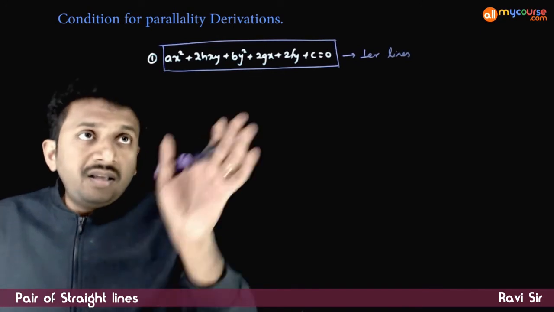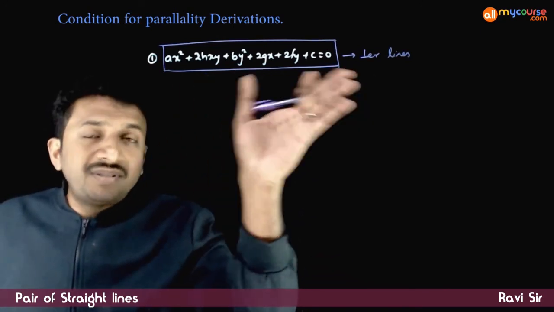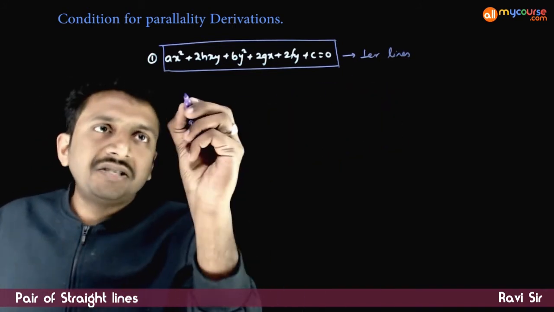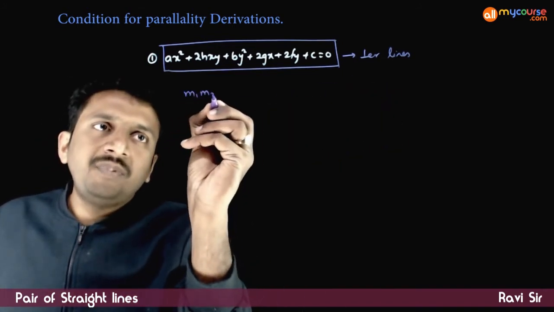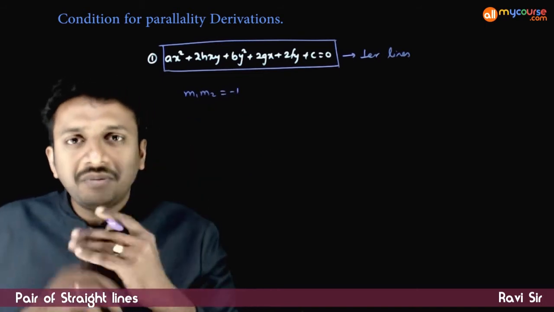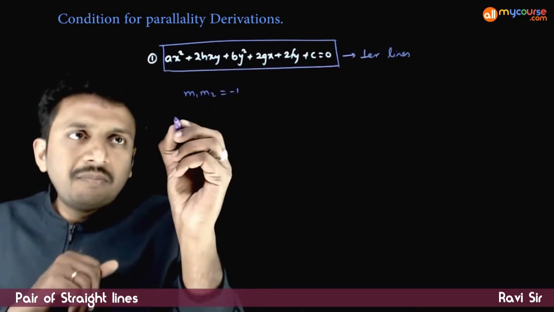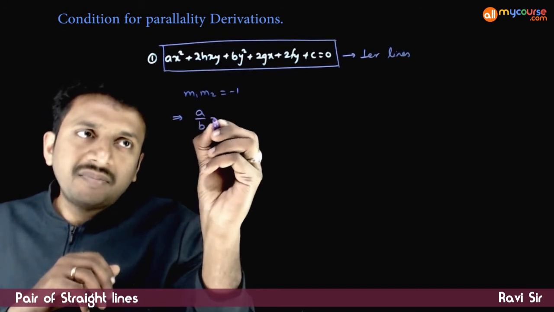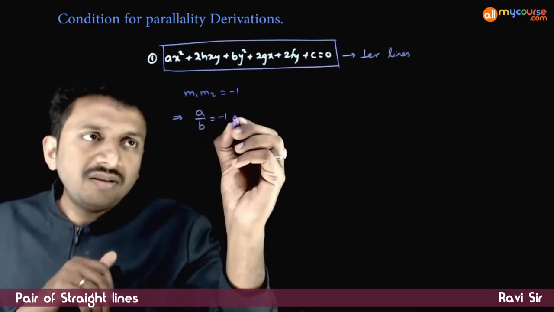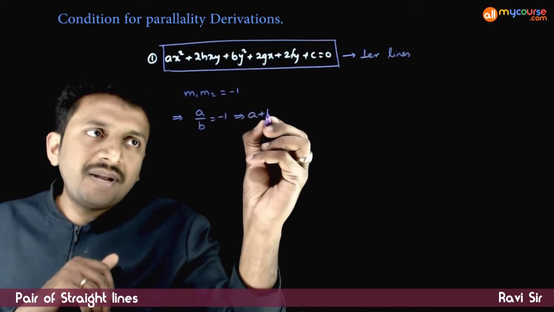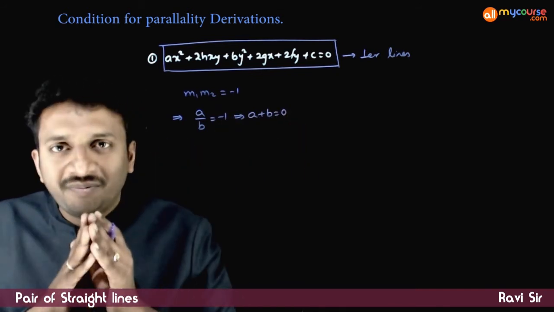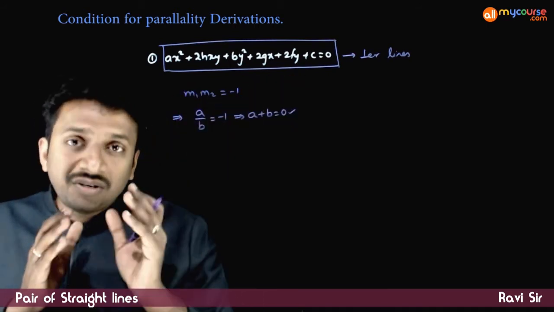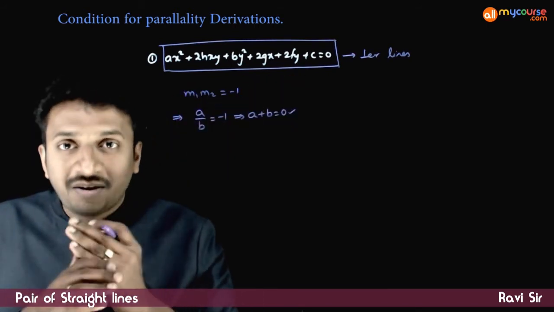Next, if these lines represent a pair of perpendicular lines, then simply the condition is m1 m2 has to be equal to minus 1. But m1 m2 is equal to a by b, which has to be equal to minus 1. This implies a plus b is equal to 0. So if a plus b is equal to 0, this equation represents a pair of perpendicular lines.